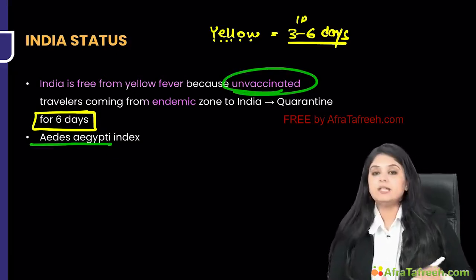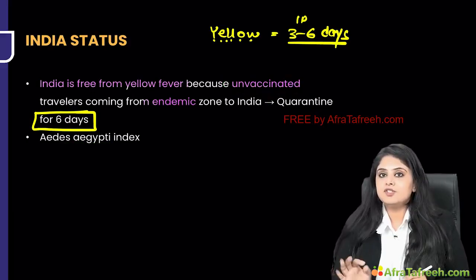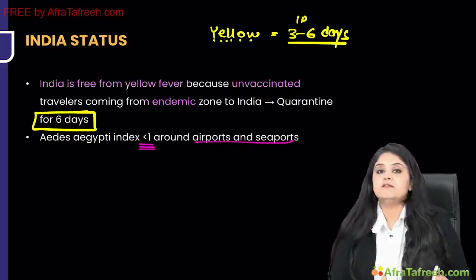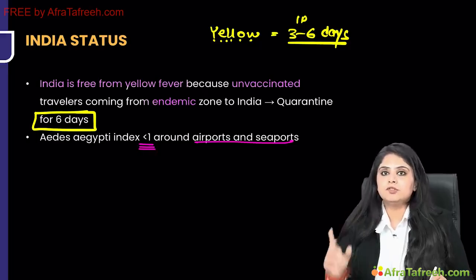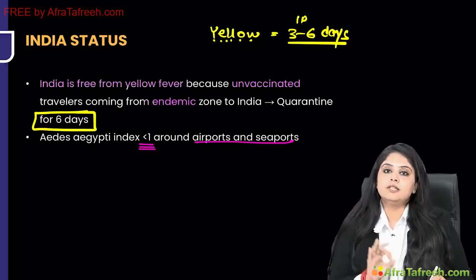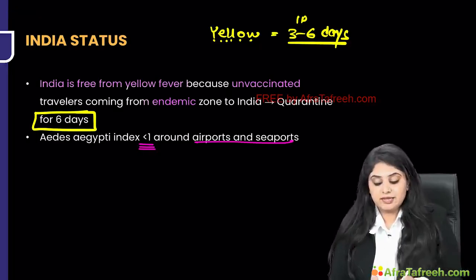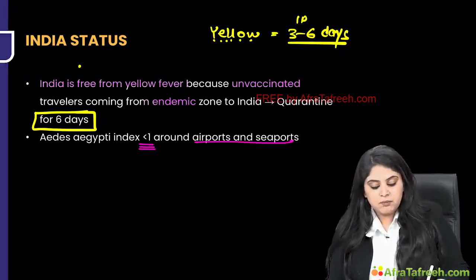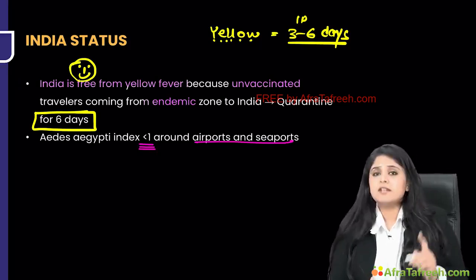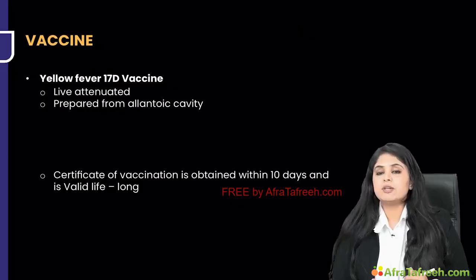Also, because we know that yellow fever has a vector that is Aedes aegypti, we will make sure that the Aedes aegypti index is less than 1 around all the airports, the seaports, and the routes of entry into our country. We've made sure that the Aedes aegypti index is less than 1. That is how we have managed to keep ourselves free from yellow fever. But now you said there is a vaccine. So obviously there will be a question on the vaccine.